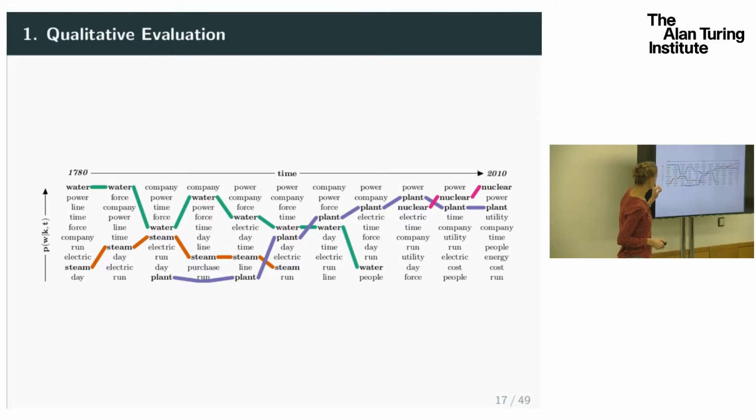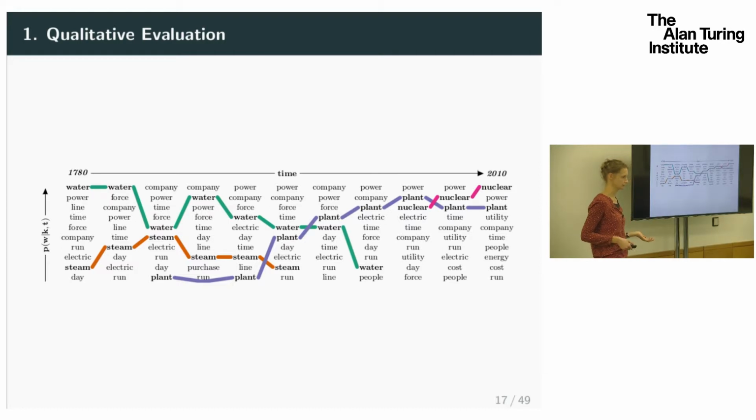We can see that with the electrical sense of the word power, around the 1800s, terms like water and steam were highly associated, but their level of association decreases over time. Whereas towards nowadays, terms like plant and nuclear become more and more important. So that again captures our intuition about what power meant to people over time and how that changed.